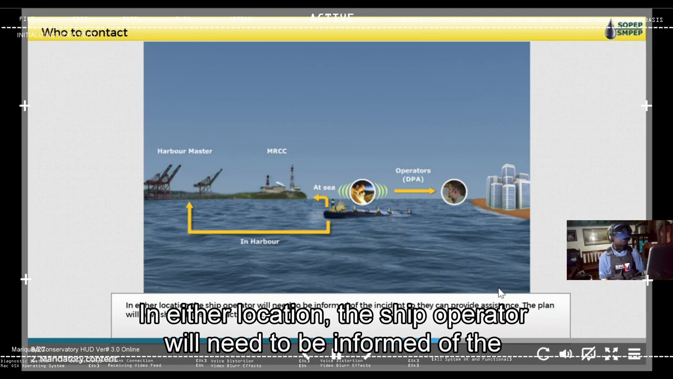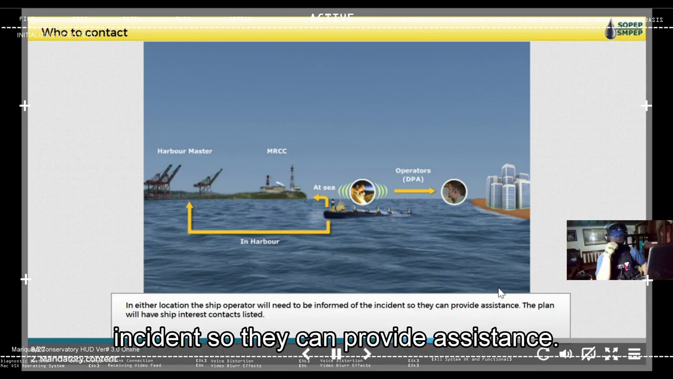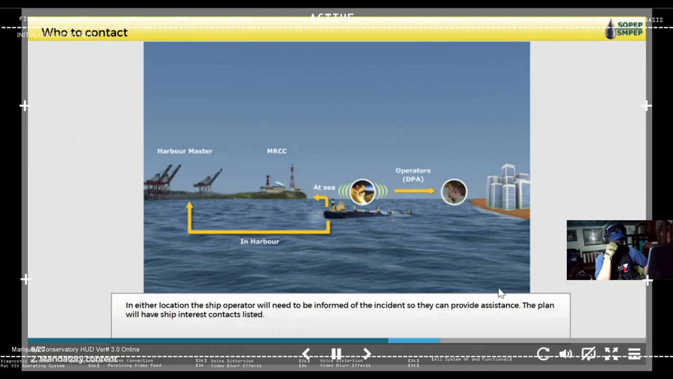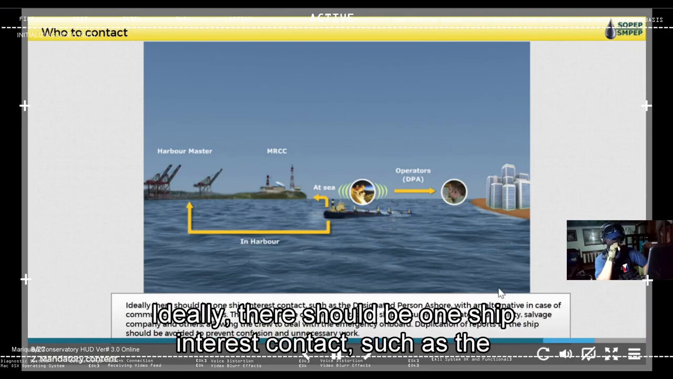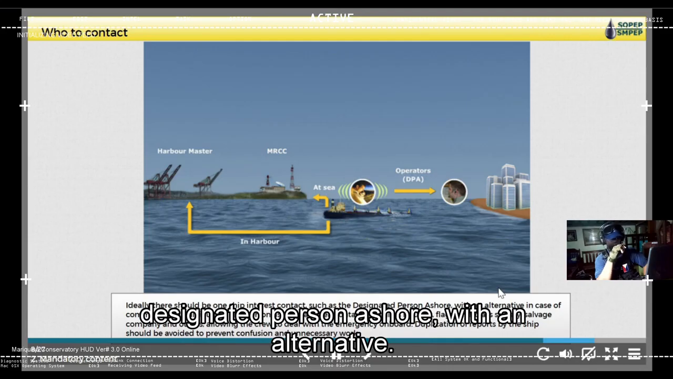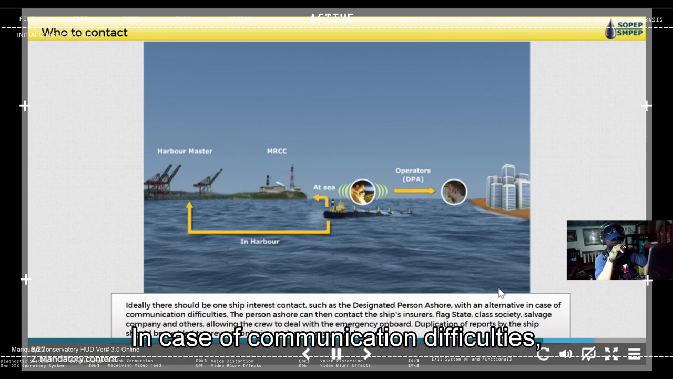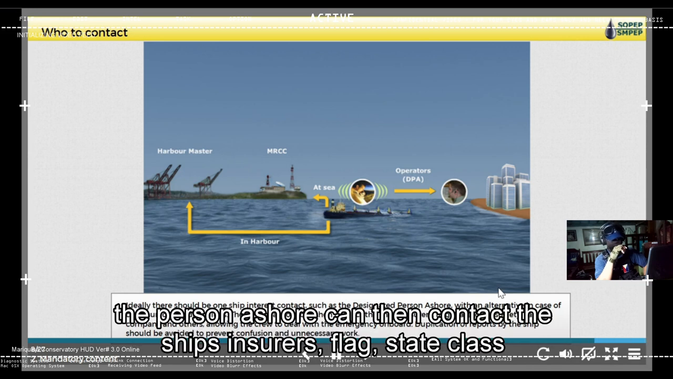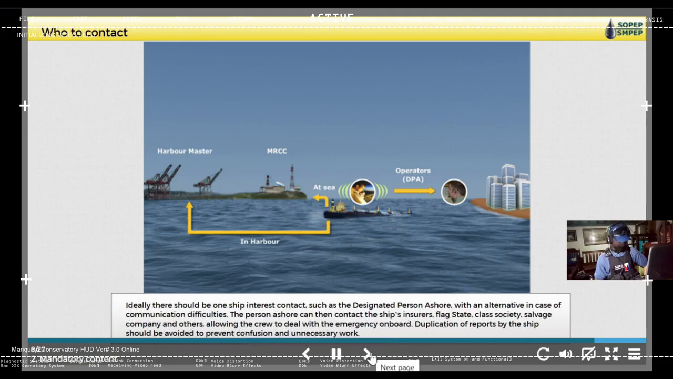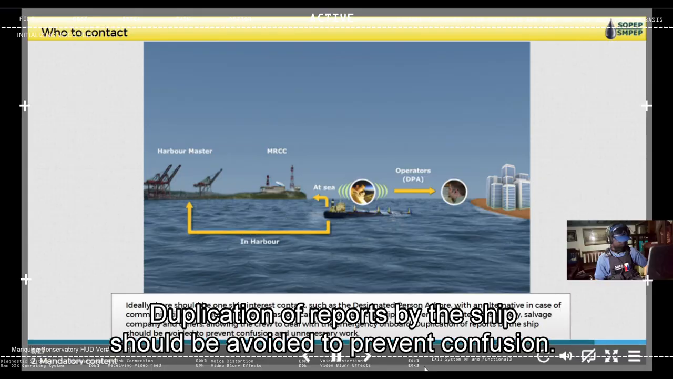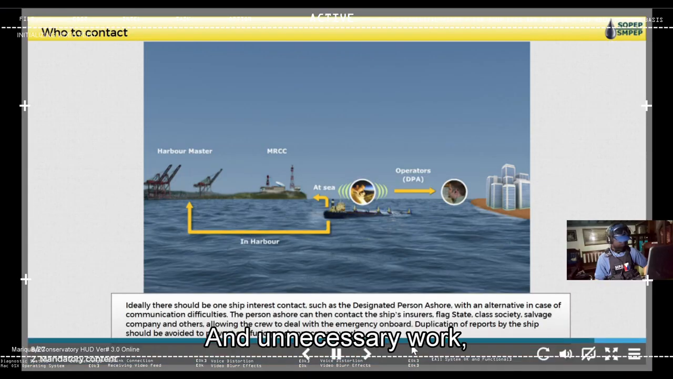In either location, the ship operator will need to be informed of the incident so they can provide assistance. The plan will have ship interest contacts listed. Ideally, there should be one ship interest contact, such as the designated person ashore, with an alternative in case of communication difficulties. The person ashore can then contact the ship's insurers, flag state, class society, salvage company, and others, allowing the crew to deal with the emergency on board. Duplication of reports by the ship should be avoided to prevent confusion and unnecessary work.